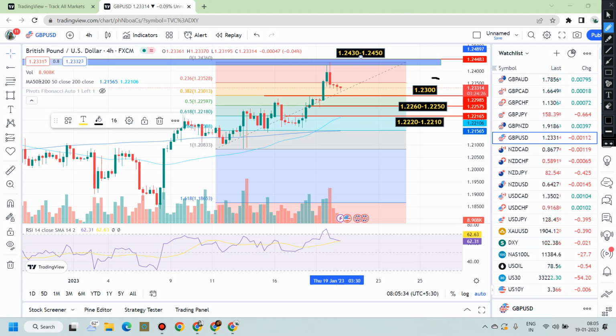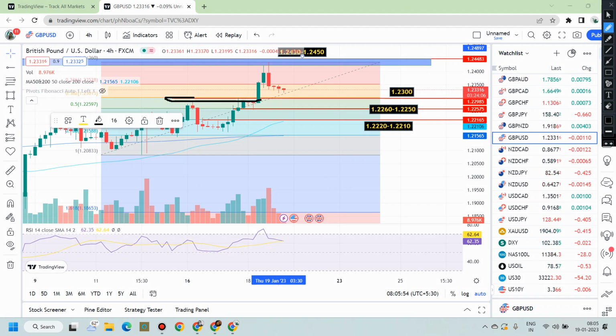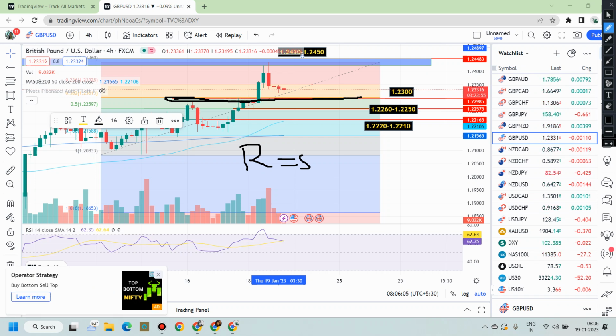Now, the support levels. The first support is 1.2300. Why are we considering this support? We are using the Fibonacci retracement here. We can see that around the Fibonacci 38.2% retracement level, we have previous resistance acting as support, as well as the Fibonacci 38.2% retracement level. So as a result, 1.2300 looks like a good support to us. If the market comes to 1.2300 and bounces, we can consider taking a buy position.